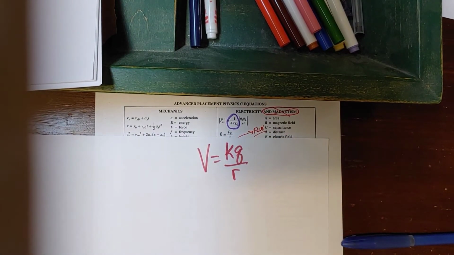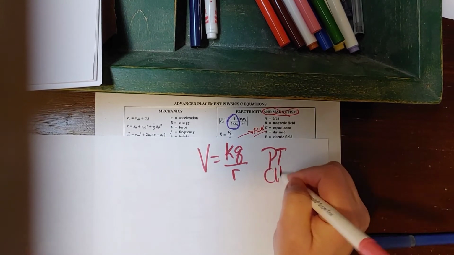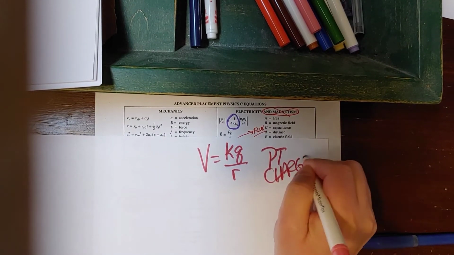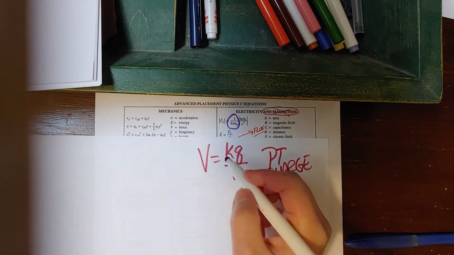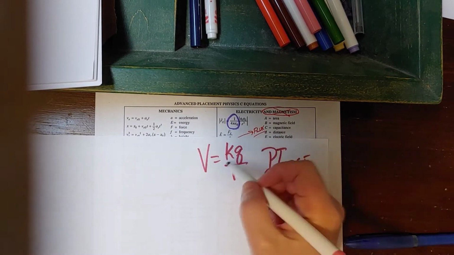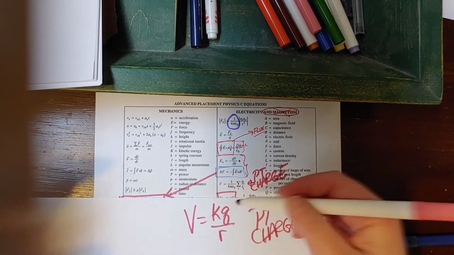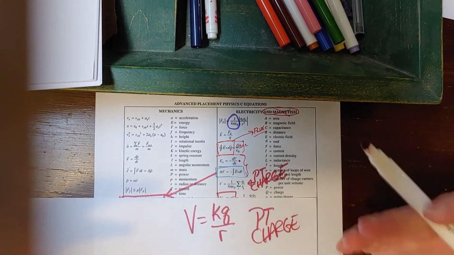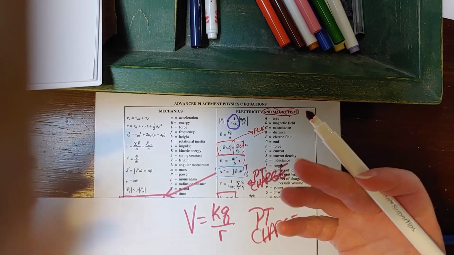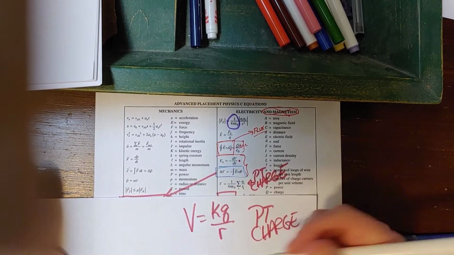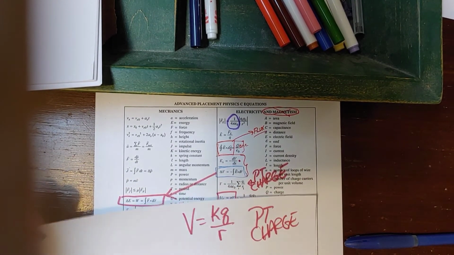V is KQ over R. So this is for a point charge only. You'll notice in the equation it has the sum, right? So this is obviously if you're trying to figure out the potential for a set of charges. And remember, that's a scalar, so it's just a scalar sum. So that's nice.